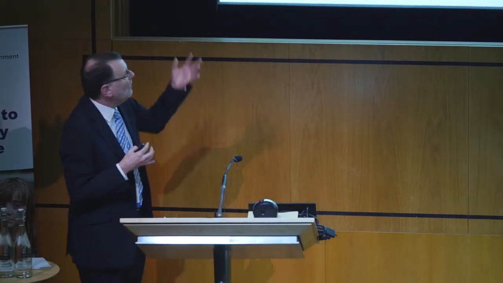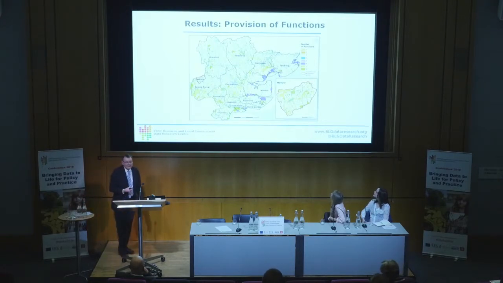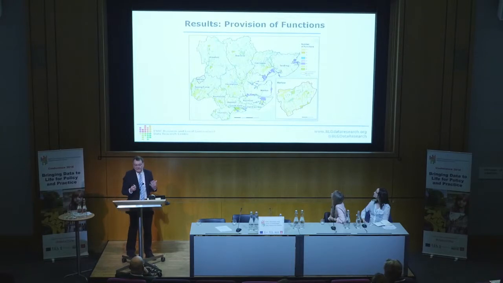We can also look at the functions, and we can look at the benefits. These maps get very multicoloured and very detailed very quickly. So I've just got one example here, something for the whole of the county, and then just something zooming in to the local authority of Harlow.